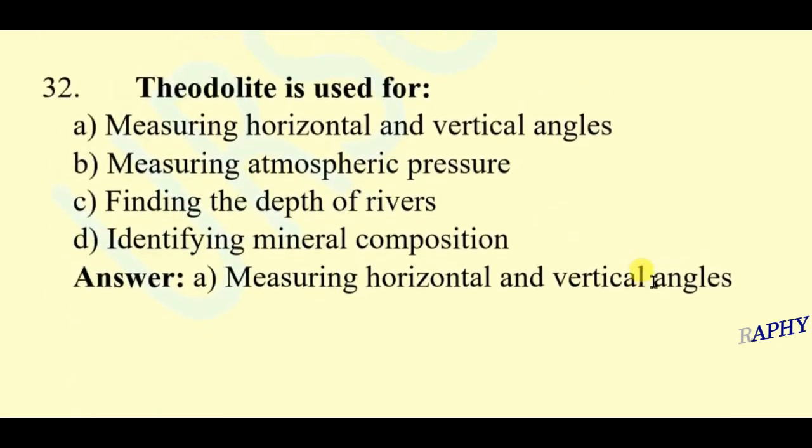Question 32. Theodolite is used for measuring horizontal and vertical angles, measuring atmospheric pressure, finding the depth of rivers, identifying mineral composition. The right answer will be measuring horizontal and vertical angles.